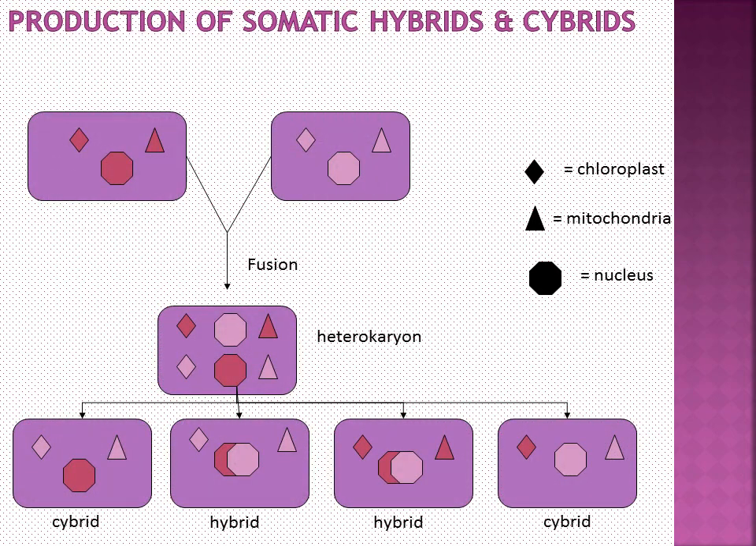Next important application is production of somatic hybrids and cybrids. In case of hybrids, there is fusion of both cytoplasm as well as nucleus, whereas in cybrid, one of the nucleus will be removed from the parent protoplast. So somatic hybrids and cybrids are generally done by protoplast fusion, and the fusogen is PEG or polyethylene glycol. So you will have two protoplasts. Protoplasts are cells without cell wall. So here in the picture you can see the nucleus, chloroplast as well as mitochondria in both the protoplasts.